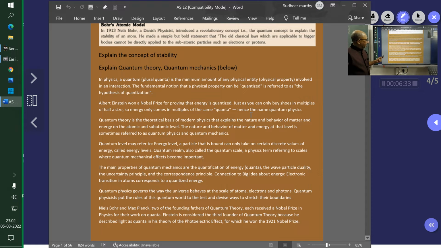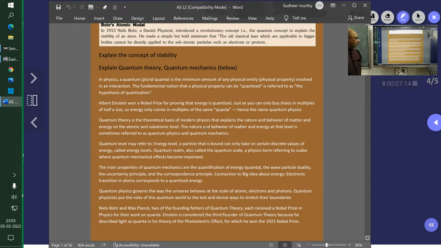Very interesting developments. I'll just read out: in physics, a quantum, plural quanta, is the minimum amount of any physical entity, that is, physical property, involved in an interaction. The fundamental notion that a physical property can be quantized is referred to as the hypothesis of quantization. Albert Einstein won the Nobel Prize for proving that energy is quantized. Just as you can only buy shoes in multiples of half a size, energy is quantized, that is, in multiples of the basic fundamental quanta.